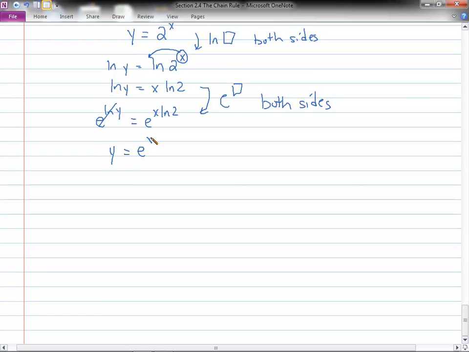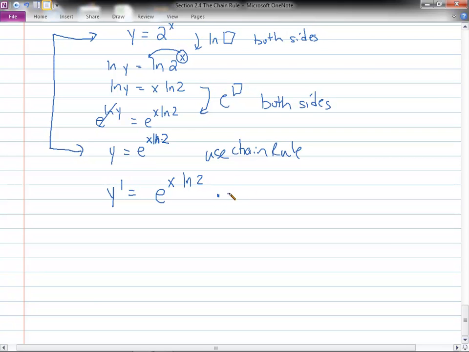E to the x natural log of 2. So apparently 2 to the x, according to this technique right here, is the same thing as e to the x natural log of 2. Those are equivalent functions. And now having written it this way, we can use the chain rule. Y prime would be the derivative of the outside function, which is e to the x natural log of 2, times the derivative of what's inside. Now what's the derivative of just x natural log of 2?